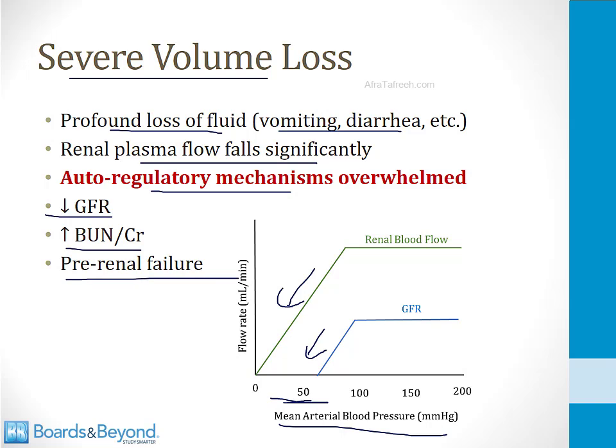So this is often a confusing concept for students. They're familiar with renal autoregulatory mechanisms and they're faced with a question of a patient in shock. You should be aware that those mechanisms aren't going to work in the setting of severe volume loss.